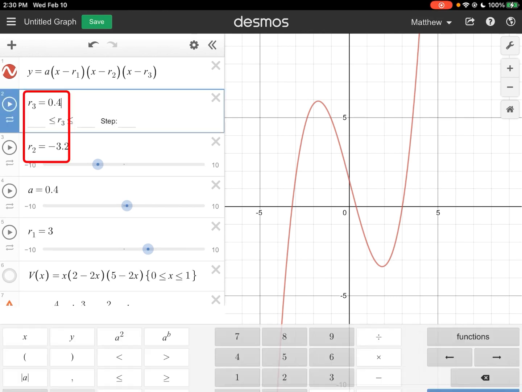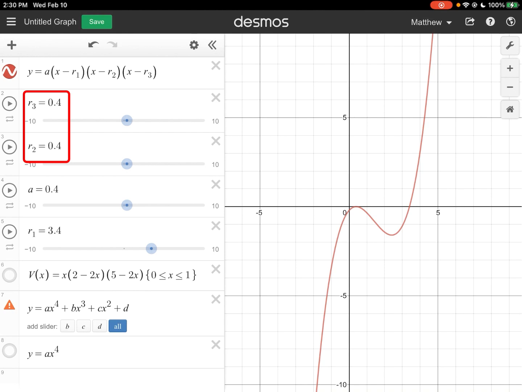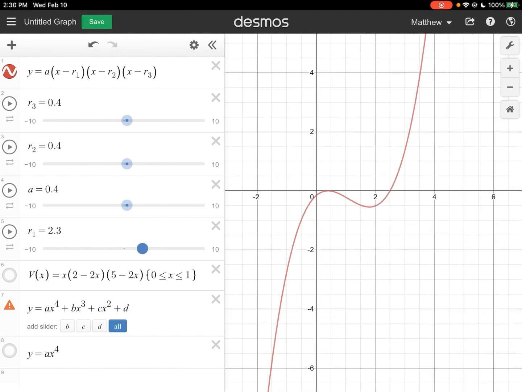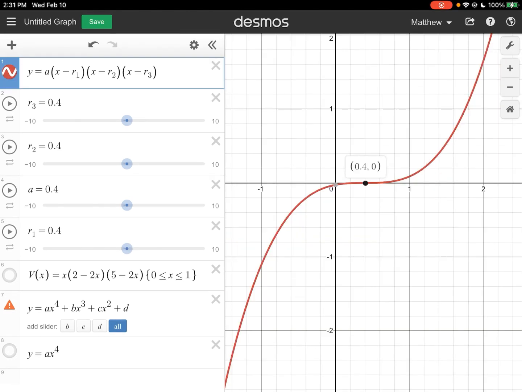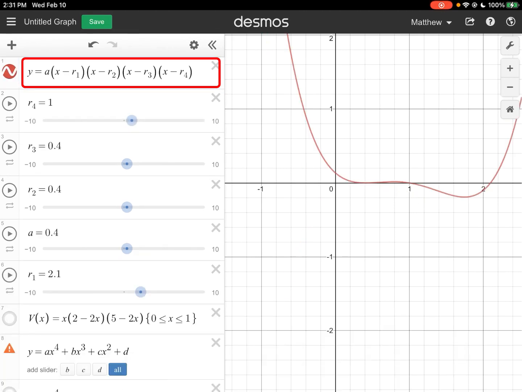If I make 2 of the r's the same and leave the other r something different, since 2 of the r's are the same, 0.4, that's still an x-intercept, but the graph now bounces off of the x-axis and does not cross it at 0.4, where it does cross at 3.4. If I make all 3 the same, 0.4 is the only x-intercept. That's because all the r's are 0.4. And notice that we cross through the x-axis at that location, although the graph does flatten out and then continues to cross through.